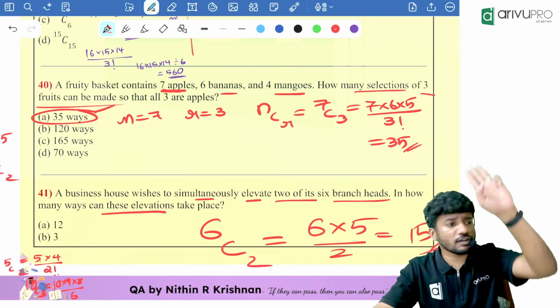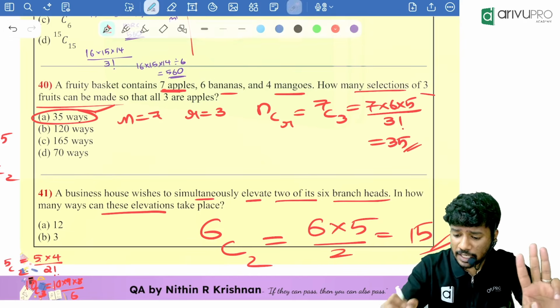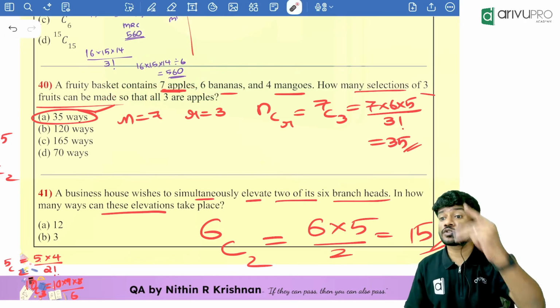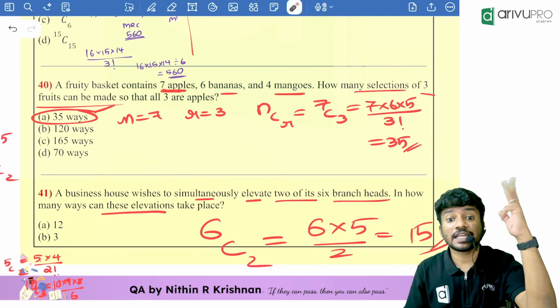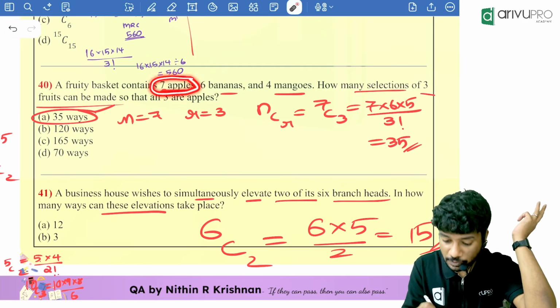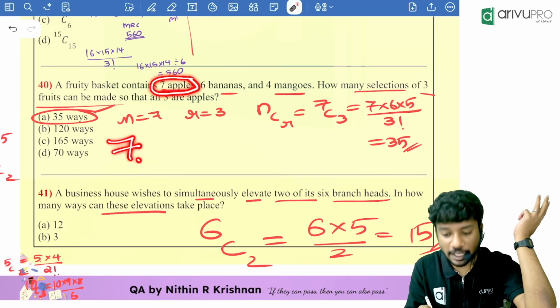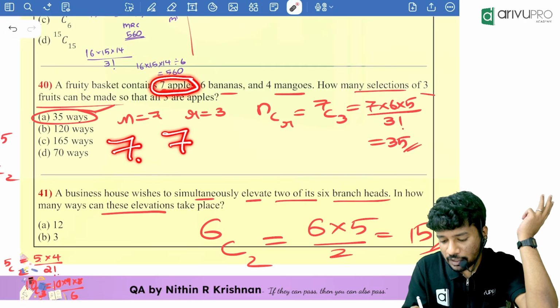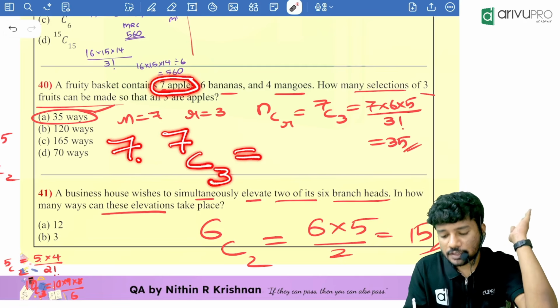How many selections of 3 fruits can be made so that all 3 are apples? We need to choose how many apples? 3 apples. Now, from how many apples can we choose? From 7 apples only we can choose. That means 7 apples are there, and from that I am choosing 3 apples.